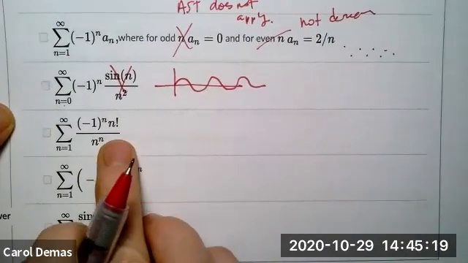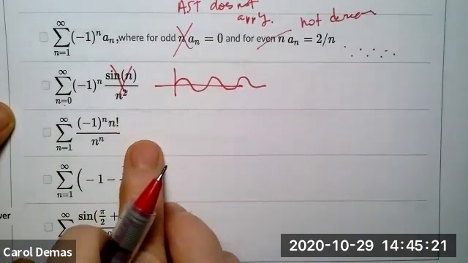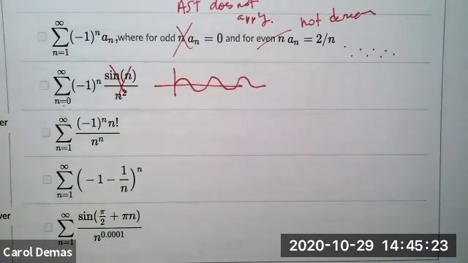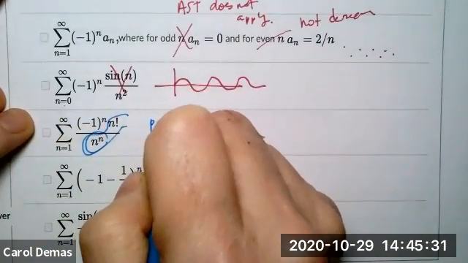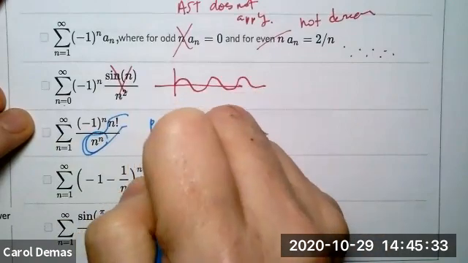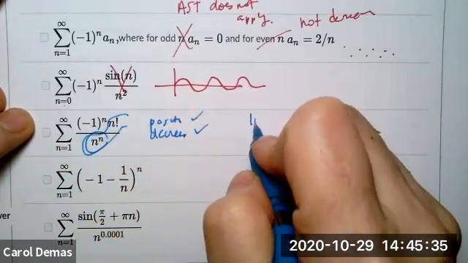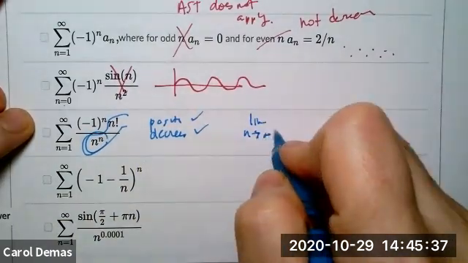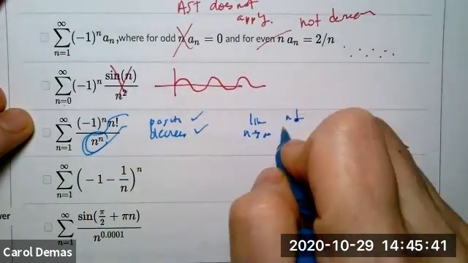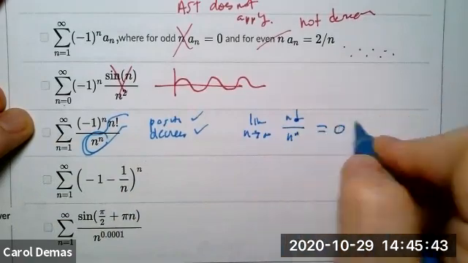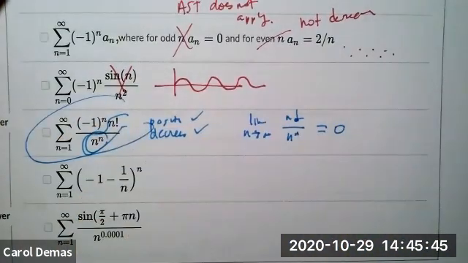Okay, what about this guy? By the hierarchy of growth rates, who's growing faster, the numerator or the denominator? The denominator is growing faster, so it's always positive. Decreasing, yes. And the limit as n goes to infinity of n factorial over n to the n goes to 0. So this is an answer.